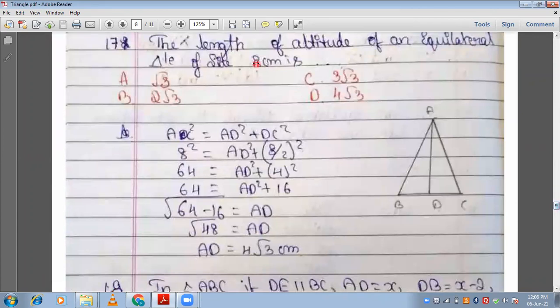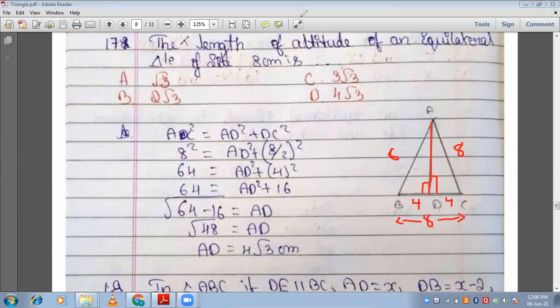17th question. The length of the altitude of an equilateral triangle of side 8 centimeter is dash. They give one equilateral triangle. This is 8 centimeter, this is 8 centimeter, and this is also 8 centimeter. You need to find the height AD. So this becomes a right angled triangle. The equilateral triangle is cut into two equal parts, so this side is cut into two equal parts. This is 4 centimeter, this is 4 centimeter.